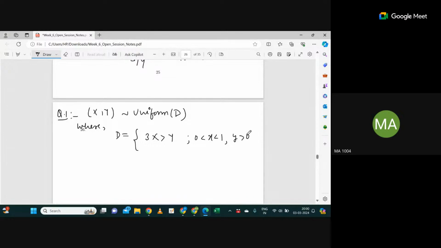Okay, so suppose this is the case. I'm asking you to find the conditional f of y given x equal to x, and f of x given y equal to y. Tell me whether you want to do it now or later, or should I do it by seeing the question? If you want to try, we can wait.